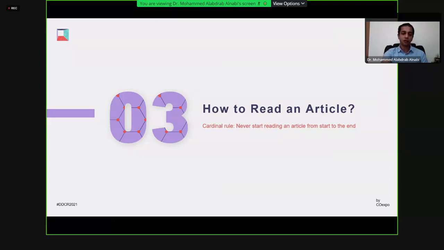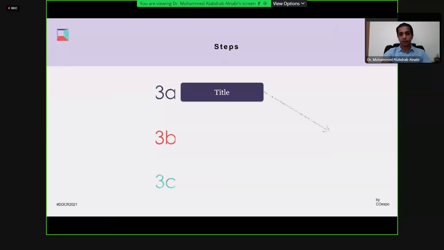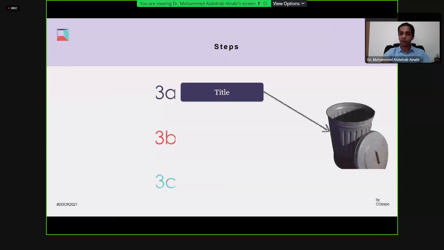Now we're into the main idea of the lecture; that was all just an introduction. So how do you read an article? The cardinal rule here is that you never start reading the article from start to finish. Obviously, that's time wasting. Plus, there's too much at stake when you're looking at multiple articles, for example. You're looking at the best evidence. So reading each article from start to finish is probably not time effective.